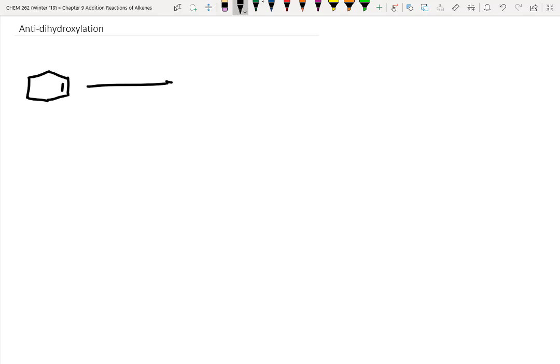Let's say we have an alkene, and we want to install alcohols off of both sides of the alkene. That means one alcohol would be a wedge, the other one would be a dash. However, we don't have really good control over this, so we could end up with an enantiomer as well.